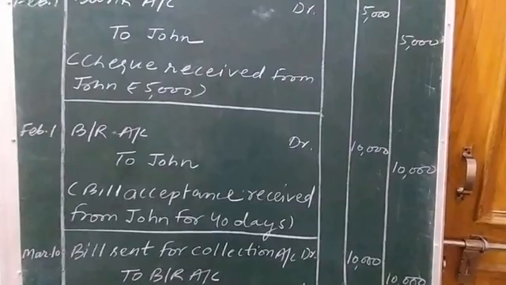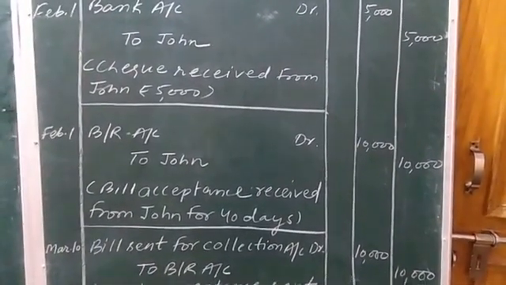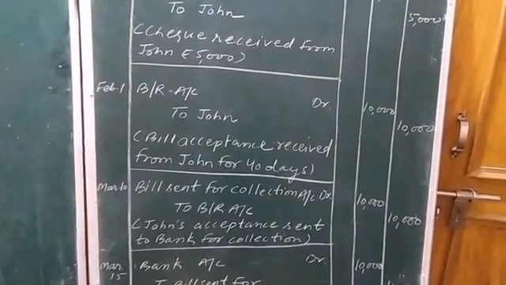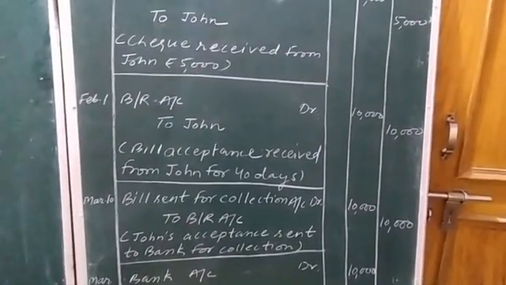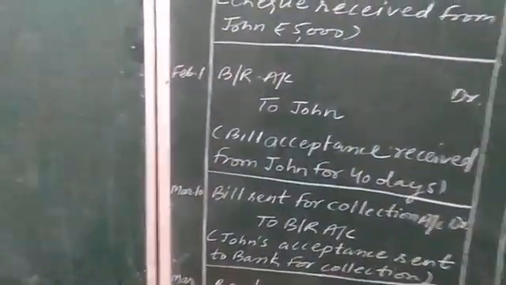What you need to do here is count 40 days after Feb 1st. After Feb 1st you need to count 40 days plus 3 days of grace. So we are going to count 40 days.